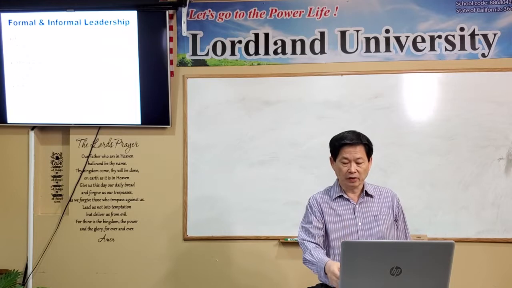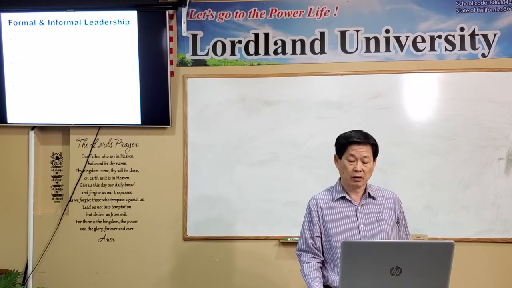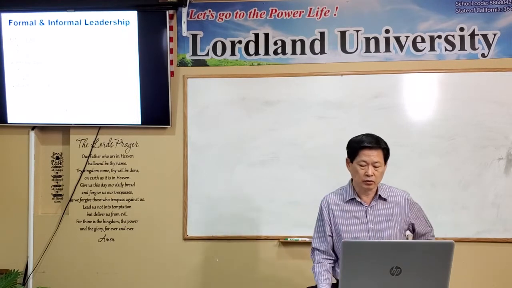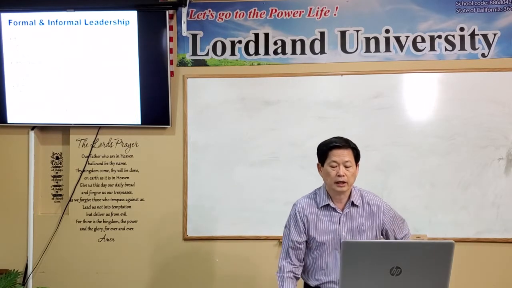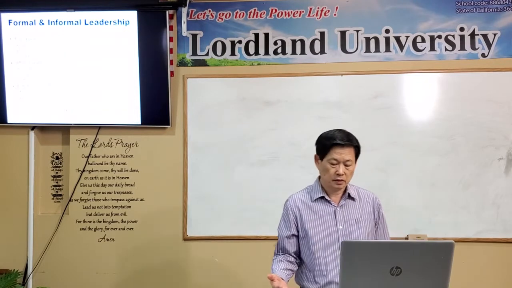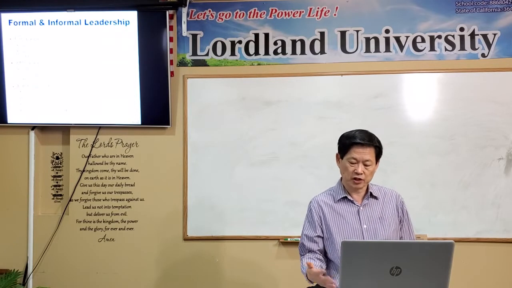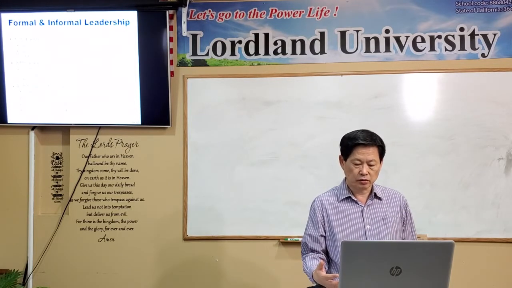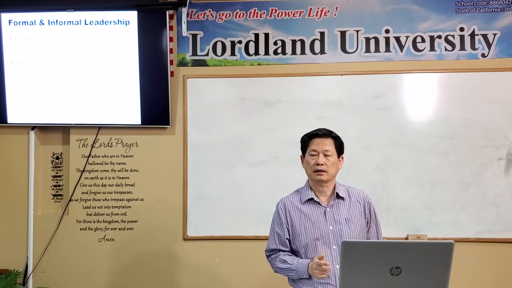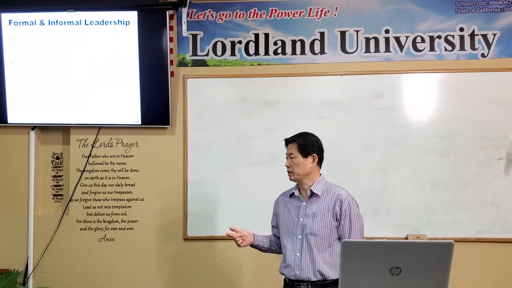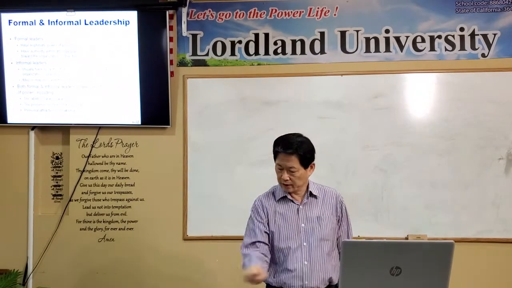Both formal leaders and informal leaders make use of several kinds of power. These include the ability to grant rewards or impose punishment, possession of expert or professional knowledge, and personal attraction or personal charisma. In order to be a leader, that leader must have charisma to lead other people, okay?